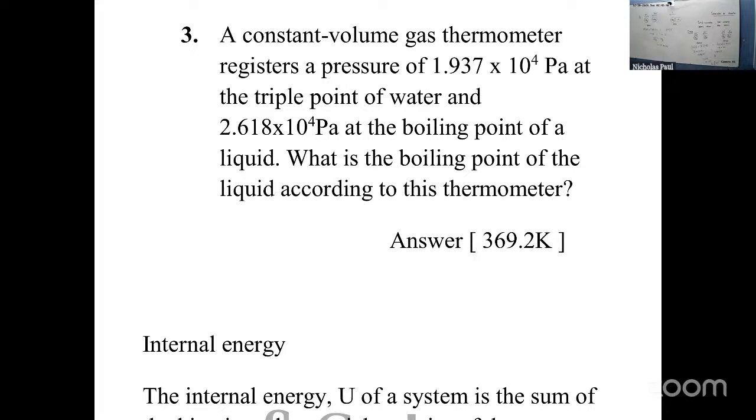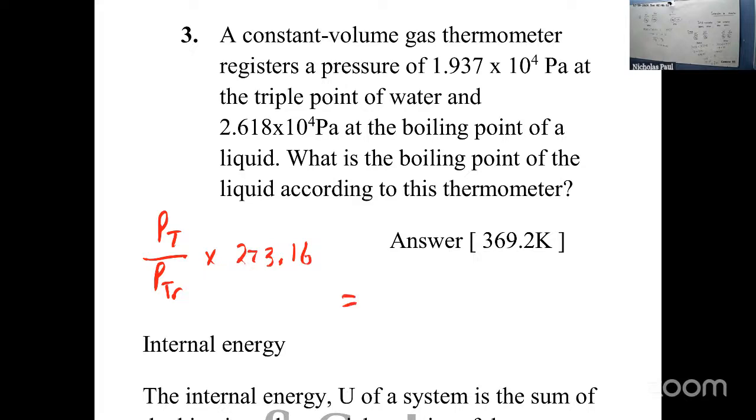Finish it. The answer is 369.2. No, that's wrong. Check it back, there's an error there. What's the formula we're going to use? T is equal to the pressure at the unknown temperature divided by the pressure at the triple point, multiplied by 273.16.